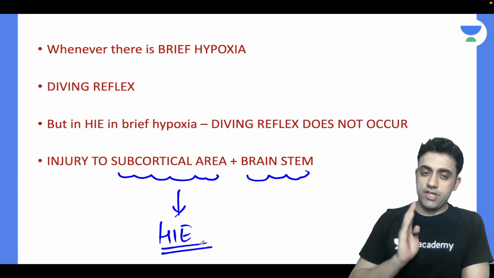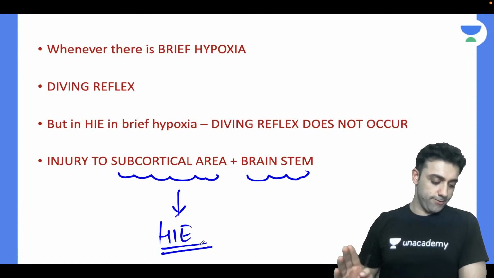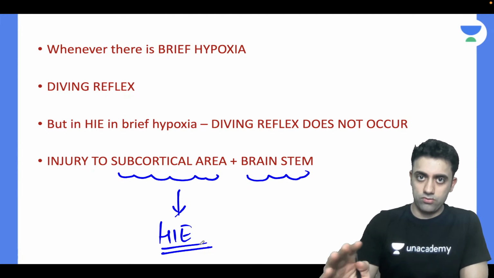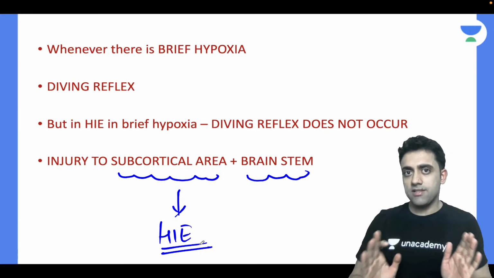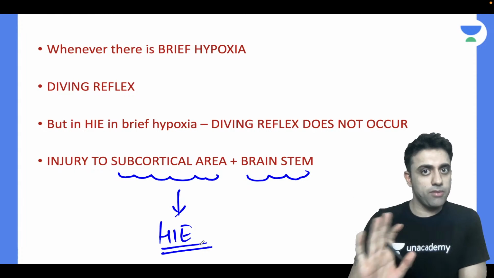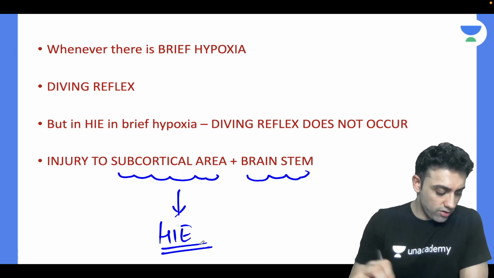Okay, that leads to injury to the subcortical area and brainstem, and that leads to HIE. I hope you're able to understand. Did you understand this much? Yes or no? It's a pretty difficult topic. First, try to get this concept simple and clear, and once you get the whole topic, your other minor doubts will be over. Okay, Sahil Gandhi says, why does hypoxia cause acidosis?